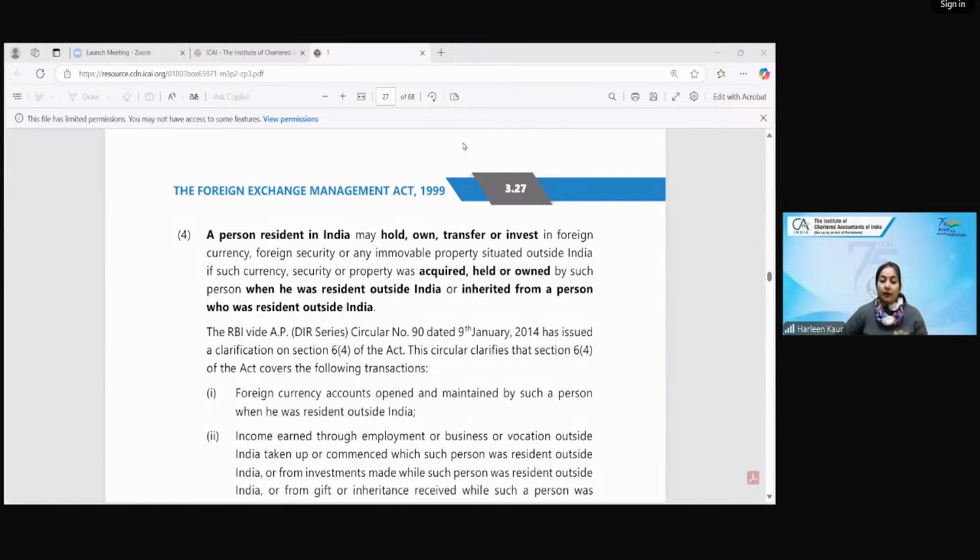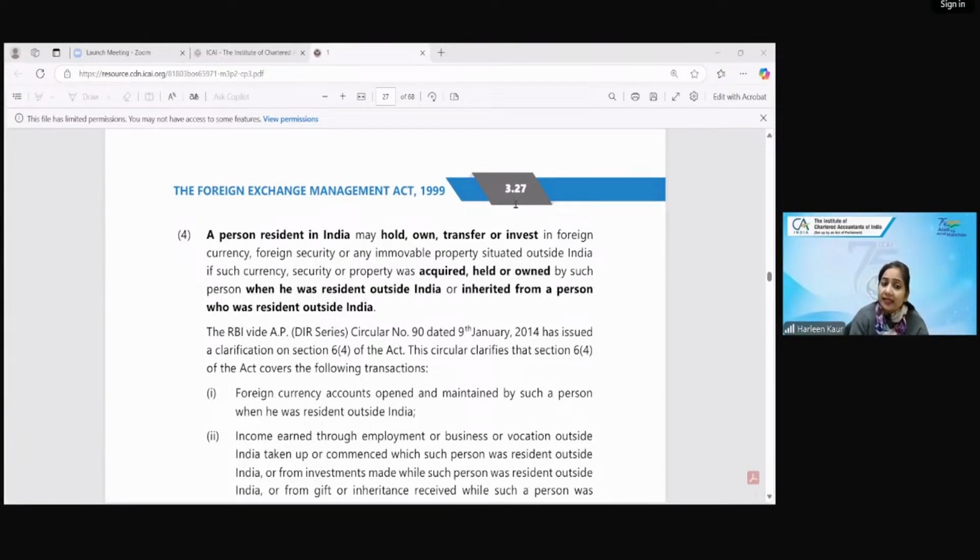Okay. All right. So person resident in India can hold, own, transfer, or invest. Means he can either hold the property, he can own it, he can sell it, he can invest in foreign currency, and he can acquire the property when he was a resident outside India or inherited from a person who was resident outside India. So there was Mr. A who has been staying in US for the last 10 years, and now Mr. A has died, and his son Mr. B. Mr. A had a property in Dubai. Can Mr. B get that property?